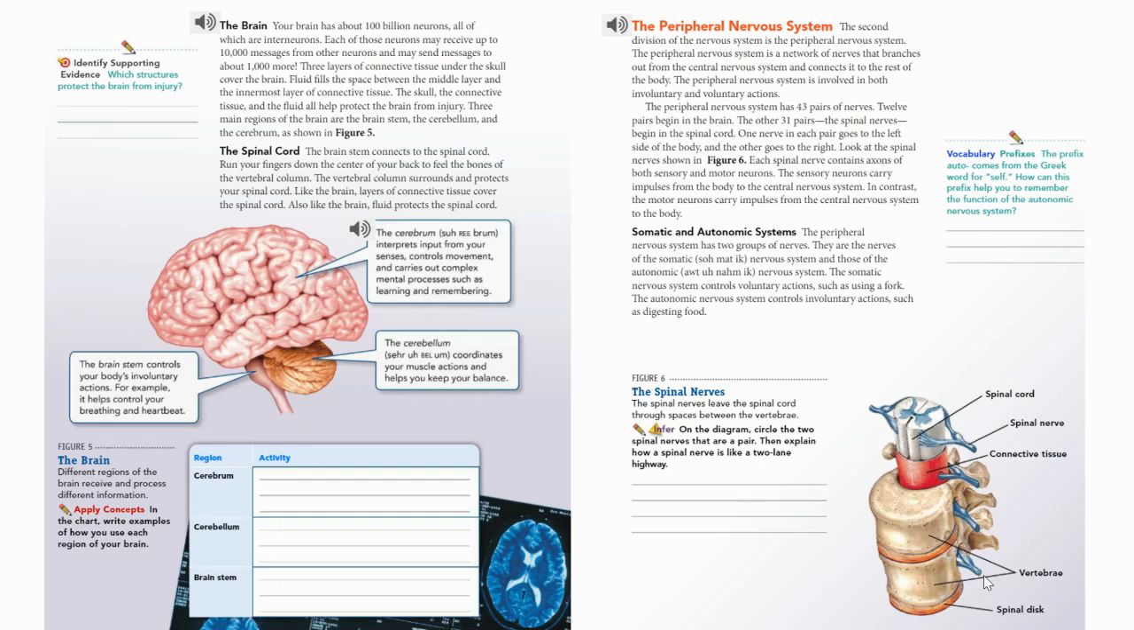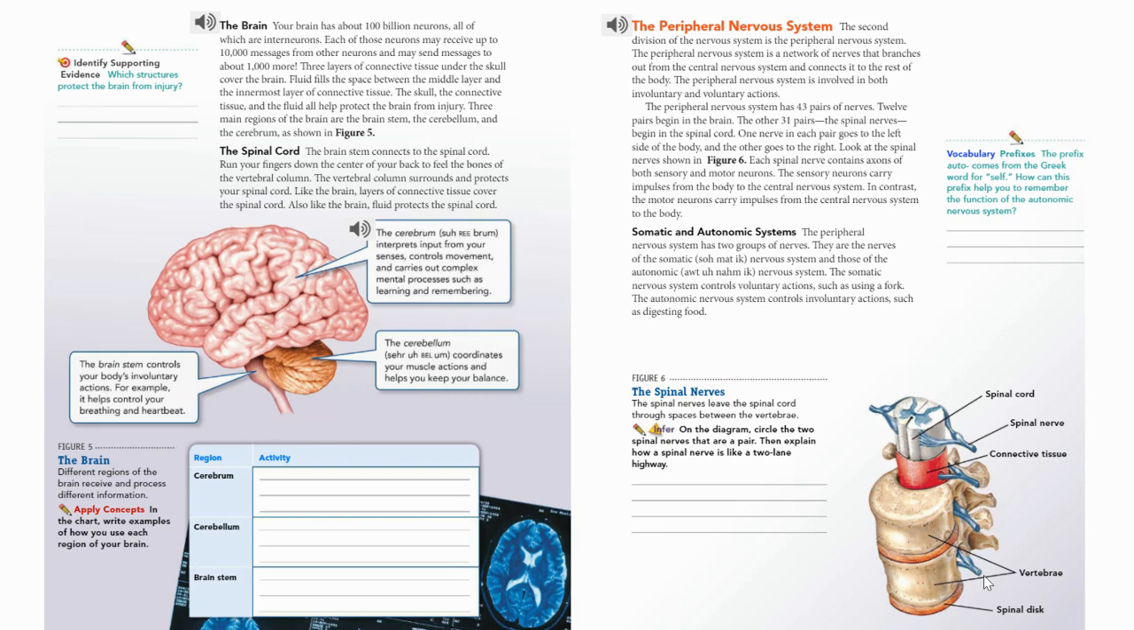Your brain, remember, this is the control center, so this is very important. Your brain has about 100 billion neurons, all of which are interneurons. Each of those neurons may receive up to 10,000 messages from other neurons and may send messages up to about 1,000 more. 3 layers of connective tissue under the skull cover the brain.